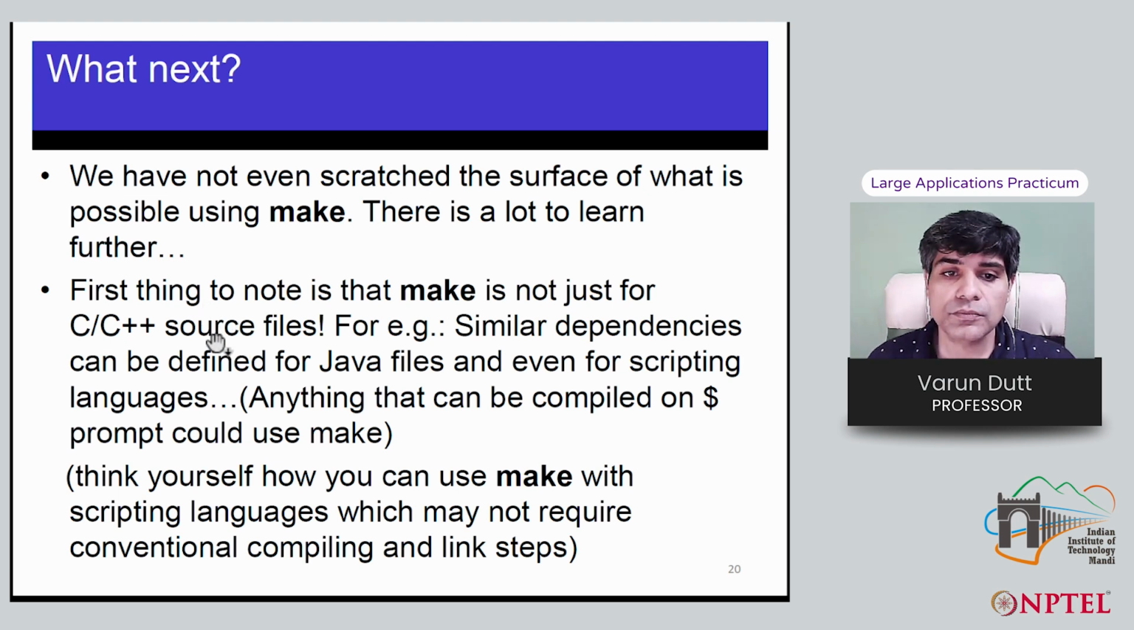So remember one more thing, that make is not just for C or C++ source files. We can use it for Java files and scripting languages. Generally, anything which can be compiled or run on a dollar prompt could use make. That is a very nice way of thinking about make. Think yourself how you can use make with scripting languages which may not require conventional compiling and linking steps.